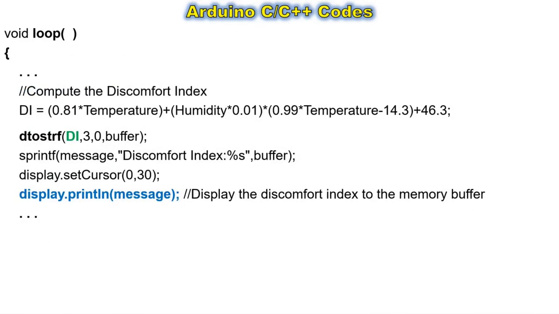This is the continuation of the code of the function loop. The code will calculate the discomfort index and store the value to the variable DI. The function dtostrf will convert a float value into an array of characters or string. The computed discomfort index will be displayed or stored to the memory buffer using the command display.println.